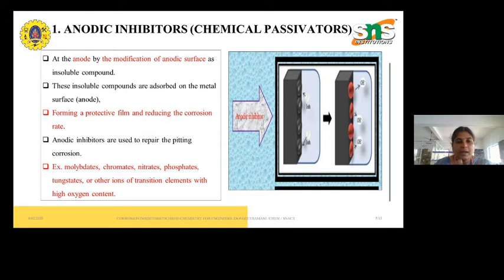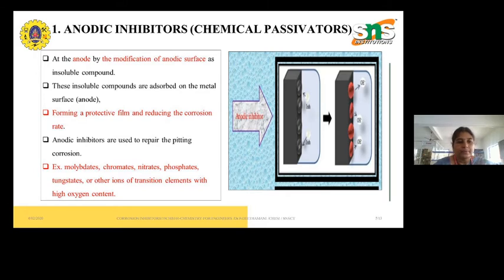Once again, I'll repeat. At the anode, the anodic surface is modified by insoluble compounds. When we add the chemical substance into the corrosive environment, especially the anodic region, these form insoluble compounds and are adsorbed on the metal surface at the anode, forming a protective film on the metal surface and reducing corrosion. Because where the metal is ready to lose electrons, there the corrosion will concentrate. So the anodic inhibitor is used to repair pitting corrosion, where a hole is being made on the surface. We can use it for this kind of corrosion.